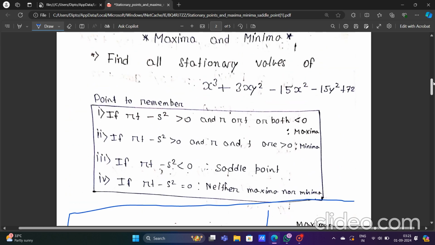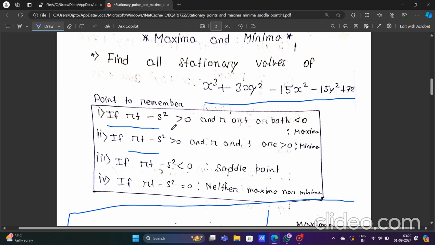Now we have to find out the stationary values of this function: x cube plus 3xy square minus 15x square minus 15y square plus 72. And after finding the stationary values, we will also look at whether the stationary values are giving us maximum or minimum or saddle point, or neither maxima nor minima. So basically we have to find out the value of rt minus s square. What is r, what is t and what is s, that I am going to tell in the later part of the video. That is a very easy concept, you will easily understand it.